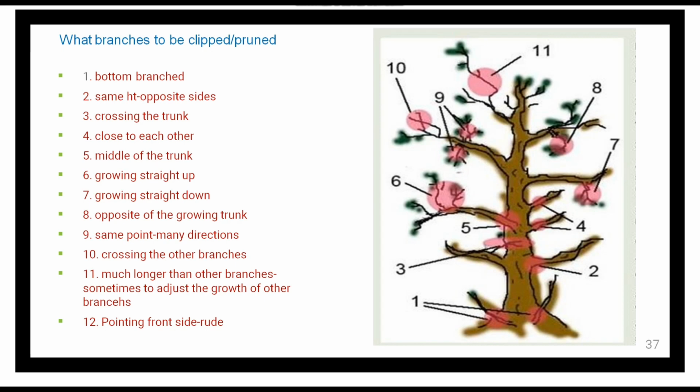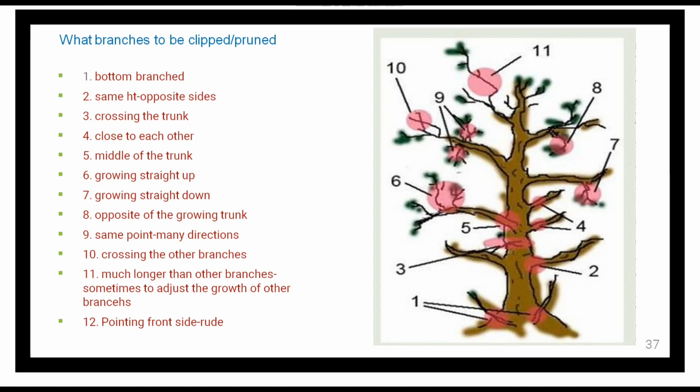During pruning, which branches are to be clipped or pruned is explained in this slide. First, you could see number one, the bottom branched twigs, which should be immediately pruned. Second, you could see the same height and opposite sides. The second and third are extremely opposite in nature, so you can remove the second branch and allow the third as the first branch. Then the third one is crossing the trunk. One of the twigs is rising from the third one and moving towards the center of the trunk, which should be removed.